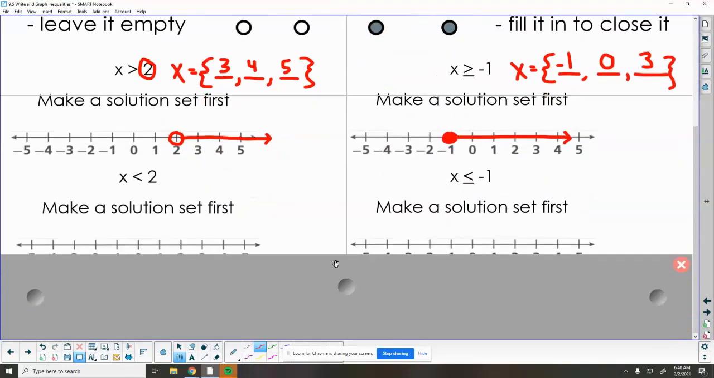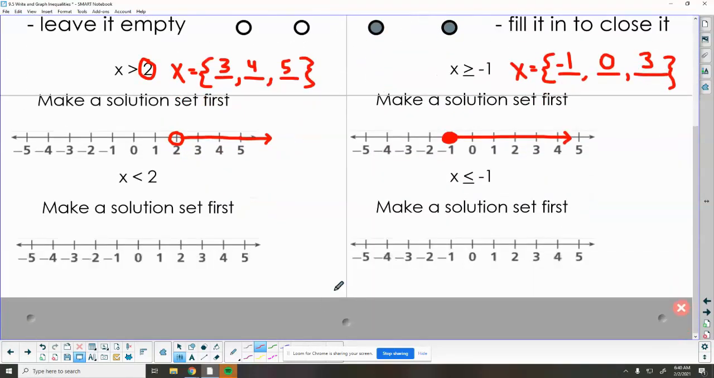Let's try a couple more. And remember, we're going to practice these for a few days. I know these are new, and I still have to think about every time, should it be closed? Should it be open? But doing the solution set makes a really big difference in knowing which way your arrow should go. So here we want to do X is less than 2.